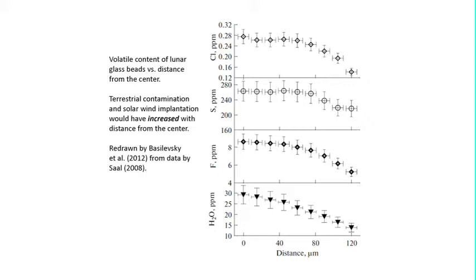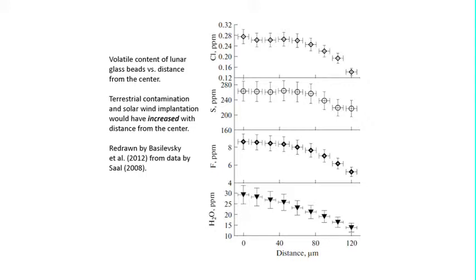Contamination. Yes, that's right. And here's really an answer to the contamination question. These are glass beads, and this is distance in microns from the center of the bead. So this is the center of the bead. There's the surface of the bead. And with the kind of instruments that are available in 2008, Saal et al. were able to sort out where the volatiles are. Here's chlorine, sulfur, fluorine, and water here.